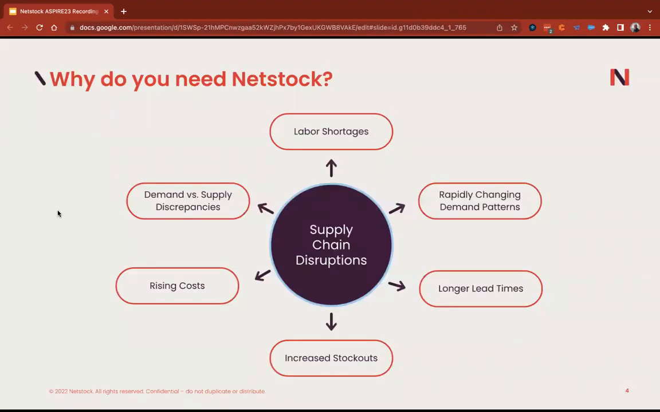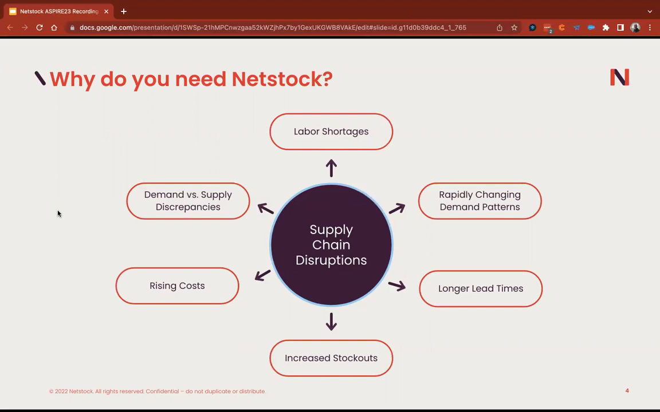Why would you need Netstock as a business with inventory? What we'd like to believe is all businesses with inventory need good planning, but specifically around supply chain disruptions. And we've seen these disruptions since COVID. They haven't gone anywhere, and they don't seem to be going anywhere anytime soon. A lot of these things, I'm sure that you guys are dealing with on a day-to-day basis and are going to keep dealing with in the future. And as if planning wasn't a challenge already before that, this is really what makes inventory planning so difficult to do.